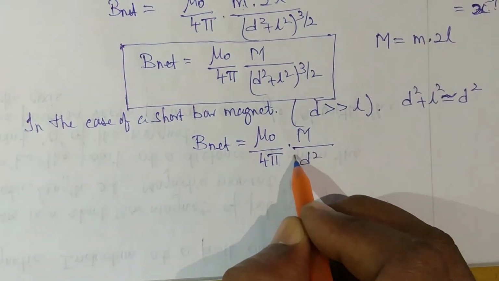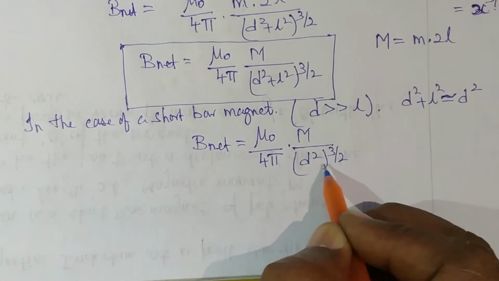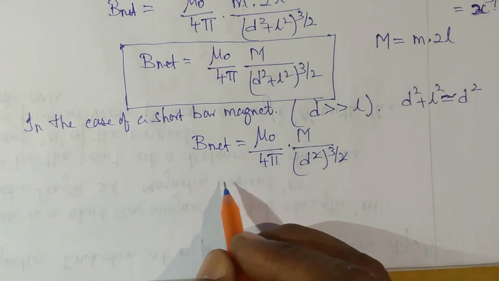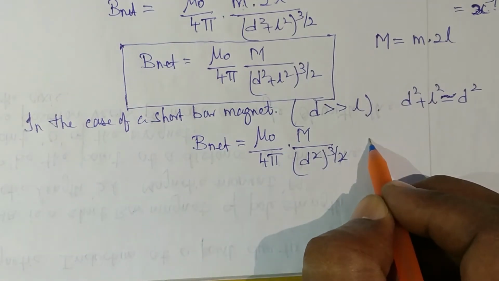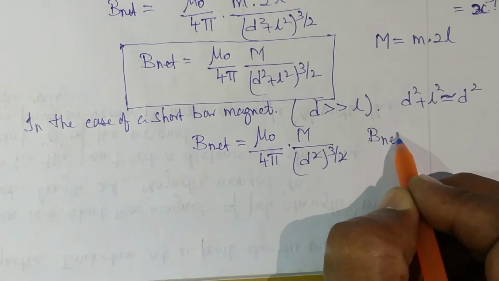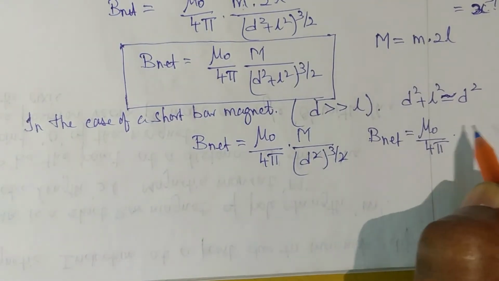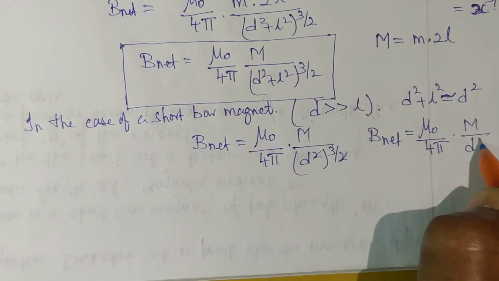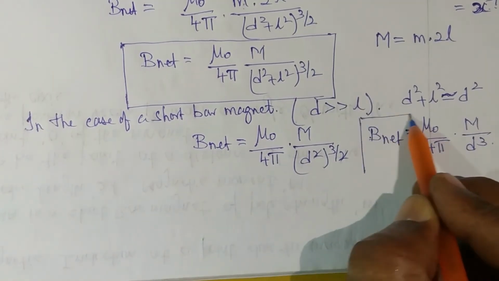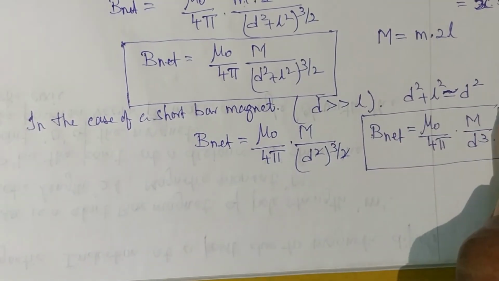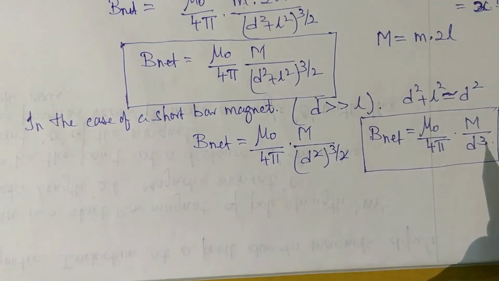So it is d square power 3 by 2. This 2 gets cancelled. Therefore the net magnetic induction is mu naught by 4 pi m by d cube for a short bar magnet. Now what is the direction of magnetic induction?